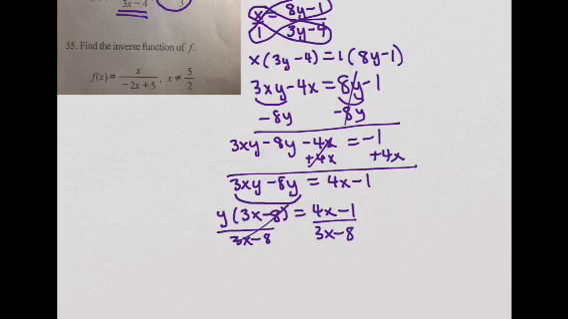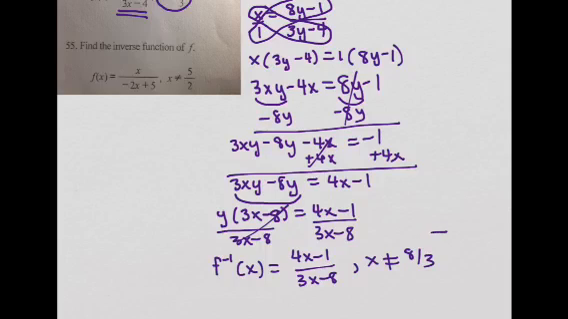So I'm going to change the notation to f inverse of x equals 4x minus 1 over 3x minus 8. And I have to make sure that the denominator is not 0. So I'm going to say x cannot equal 8 over 3, because 8 over 3 would give me a 0 in the denominator. So that would be the inverse. Okay?